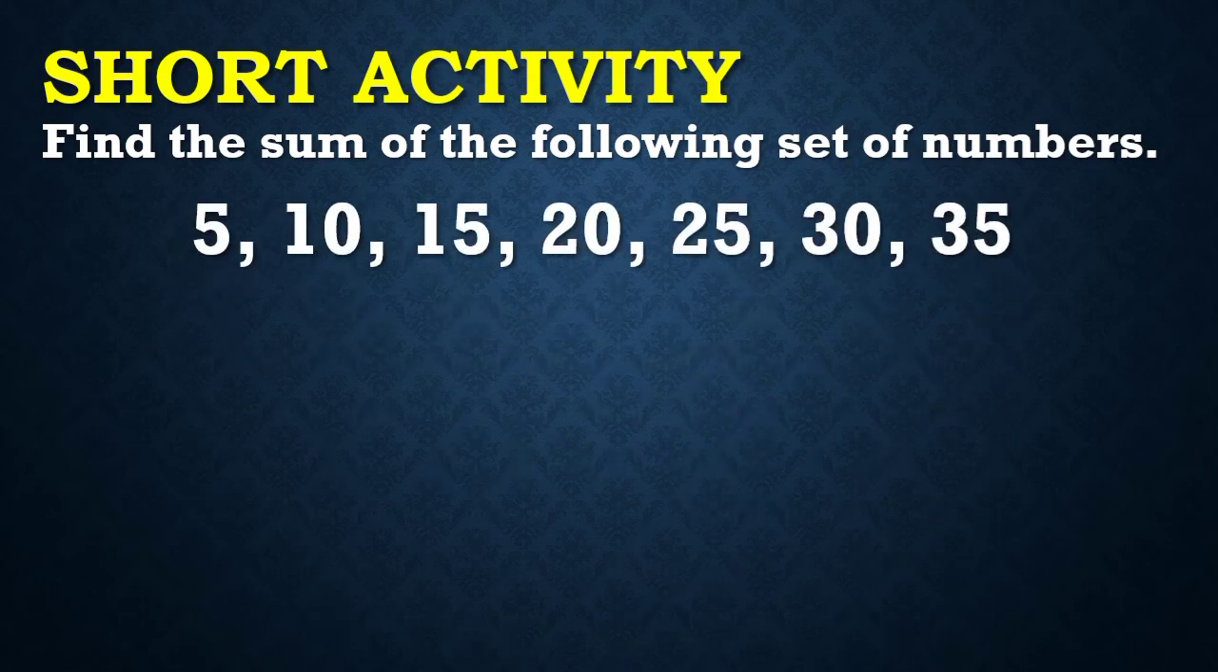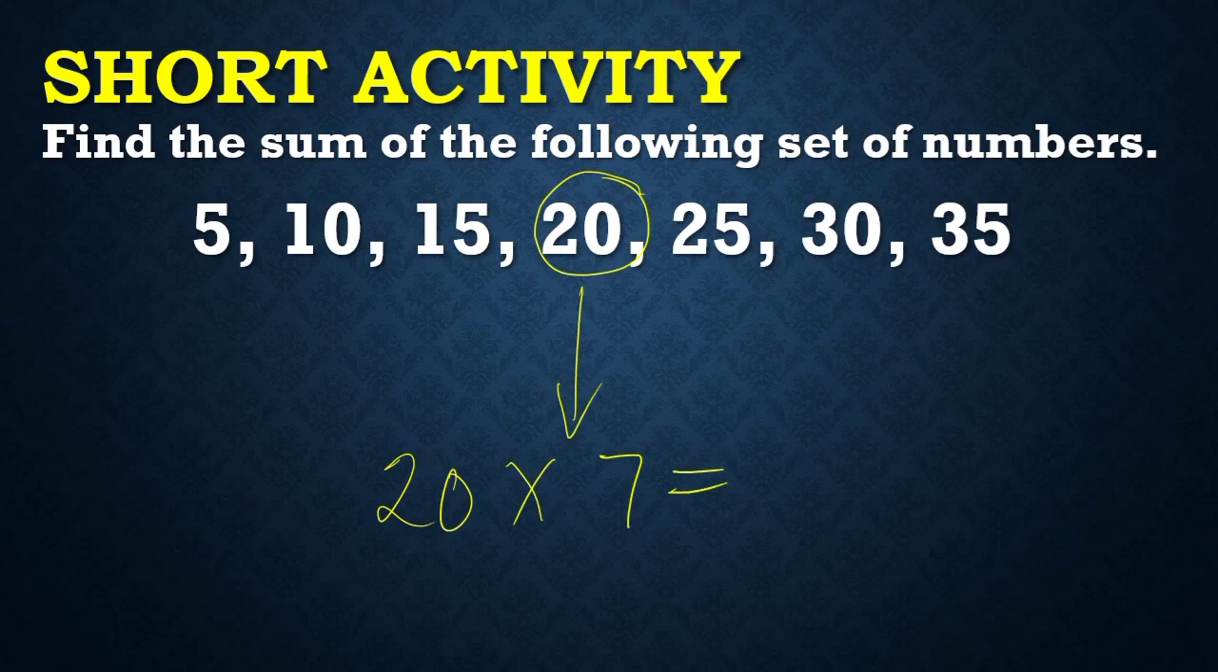Next. What about pag 5, 10, 15, 20, 25, 30, 35? Skip counting by 5 tayo. Kung mapapansin nyo, yung bilang ng set of numbers na nakasulat ay 7. Pwede natin i-apply yung una nating technique kanina, which is, kukunin natin yung pinakagitna, and then i-multiply natin kung ilan yung numbers na nakalista. So, 20 times 7, that is 140. Again, kung hindi kayo naniniwala, i-add nyo na lang sa sarili nyo. Lilitaw yung 140 na sum. Kung hindi, comment down below.